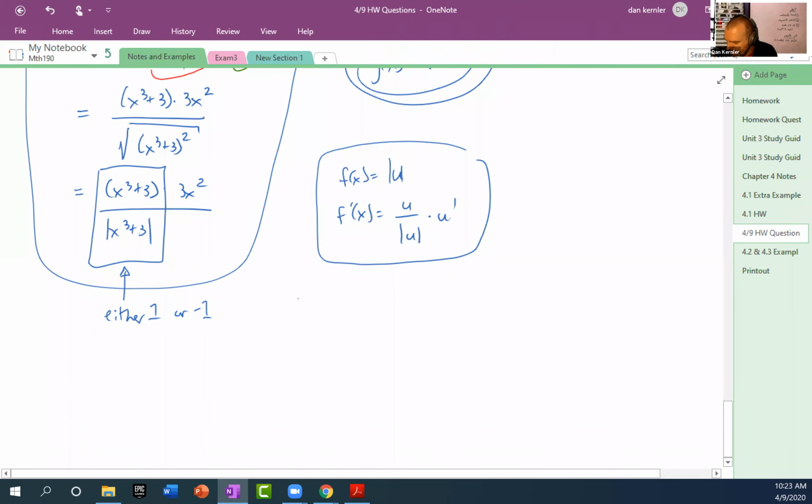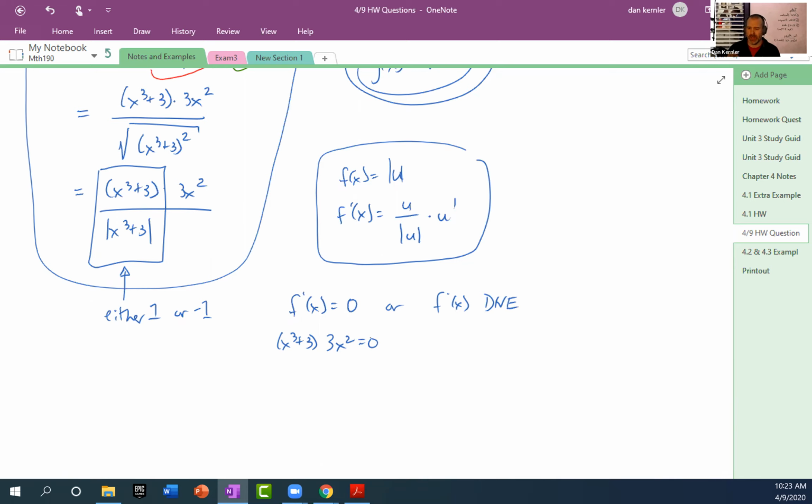Let's see if we can continue here. f prime of x, I'm really interested to get to the end and graph this one. I think it's going to be a funky graph. We're going to set it equal to 0 or see where f prime of x does not exist. Be careful with the 0 here. You might say, well, that's x cubed plus 3 times 3x squared equals 0. But in fact, what happens if x cubed plus 3 is equal to 0?